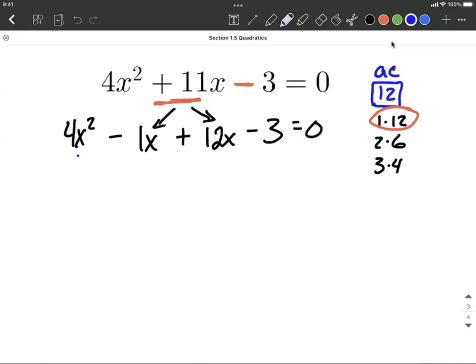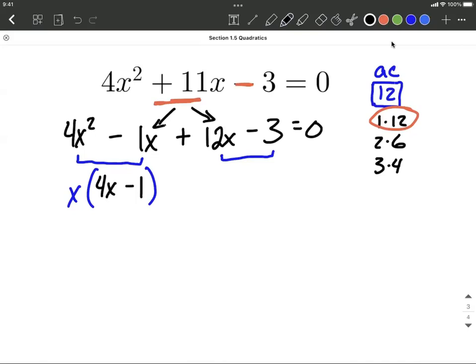What we want to do is factor by grouping whenever we have 4 terms. That should be our thought process. So for factor by grouping, we group the first 2 terms together, say to ourselves, what do they have in common? Well, those first 2 terms, 4x squared minus 1x, both have an x in common. So I'm going to factor out an x from those 2 terms. That'll leave us with 4x minus 1 inside our set of parentheses.